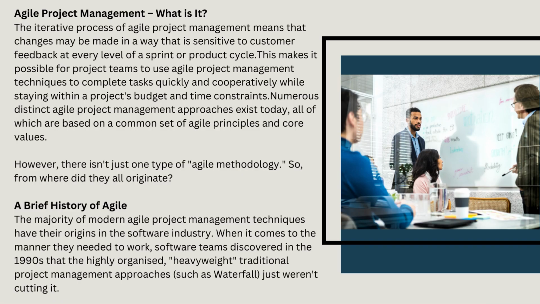Agile Project Management, what is it? The iterative process of Agile Project Management means that changes may be made in a way that is sensitive to customer feedback at every level of a sprint or product cycle. This makes it possible for project teams to use Agile project management techniques to complete tasks quickly and cooperatively while staying within a project's budget and time constraints.